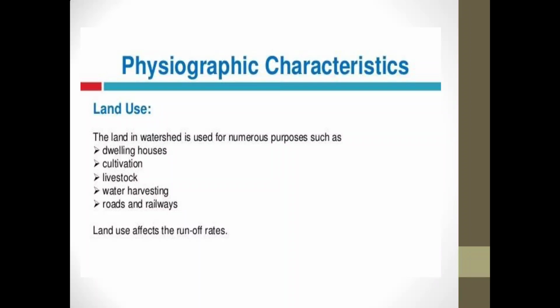Then those lands which are not utilized for any type of cultivation can be utilized for water harvesting, that means for collecting the excess or runoff water after rainfall. Then the remaining lands are used for the construction of roads as well as railway tracks. So in this way, the land is utilized for different purposes in the watershed area. Then the land use affects the runoff rate also. The runoff flow decreases due to the land being utilized for various purposes.